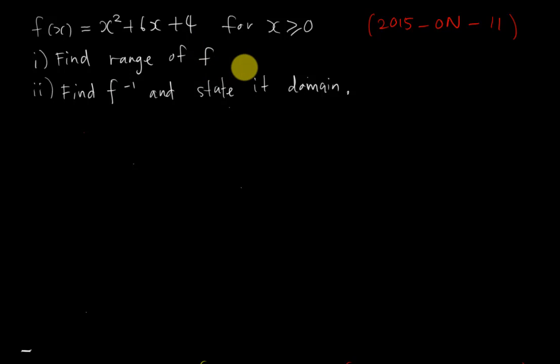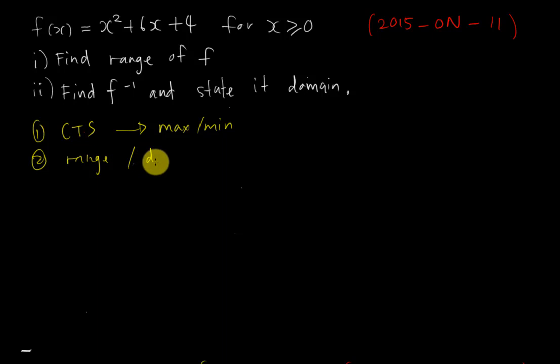If the question asks you to find the range of f, and it's quadratic, the first step you must keep in mind is always to do the completing the square. Only when you do the completing the square can you know the maximum or minimum coordinates. Then only can you find the so-called range or domain. It's easier to find from there rather than from a big equation like this.